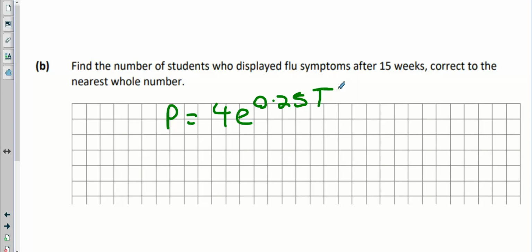Where did I get this formula from? Where did I get that formula from, lads? From the question. And it's telling me what A and B are. So I have A and B. I can just use it.